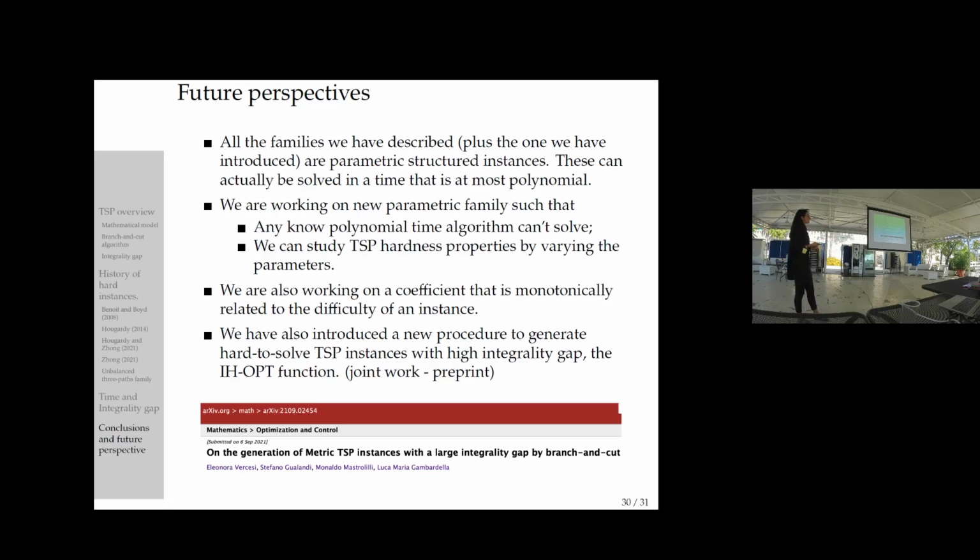Also, but I think that is not fully related to what I have talked about today, we have introduced a new procedure in a preprint that you can find on arXiv to generate or to solve TSP instances with a high integrality gap, and that are also hard to solve for Concorde. The reason why I think they are not strongly related to this one is that these instances are non-parametric, so they are completely pseudo-random, not properly random, instances that can have basically any kind of structure.